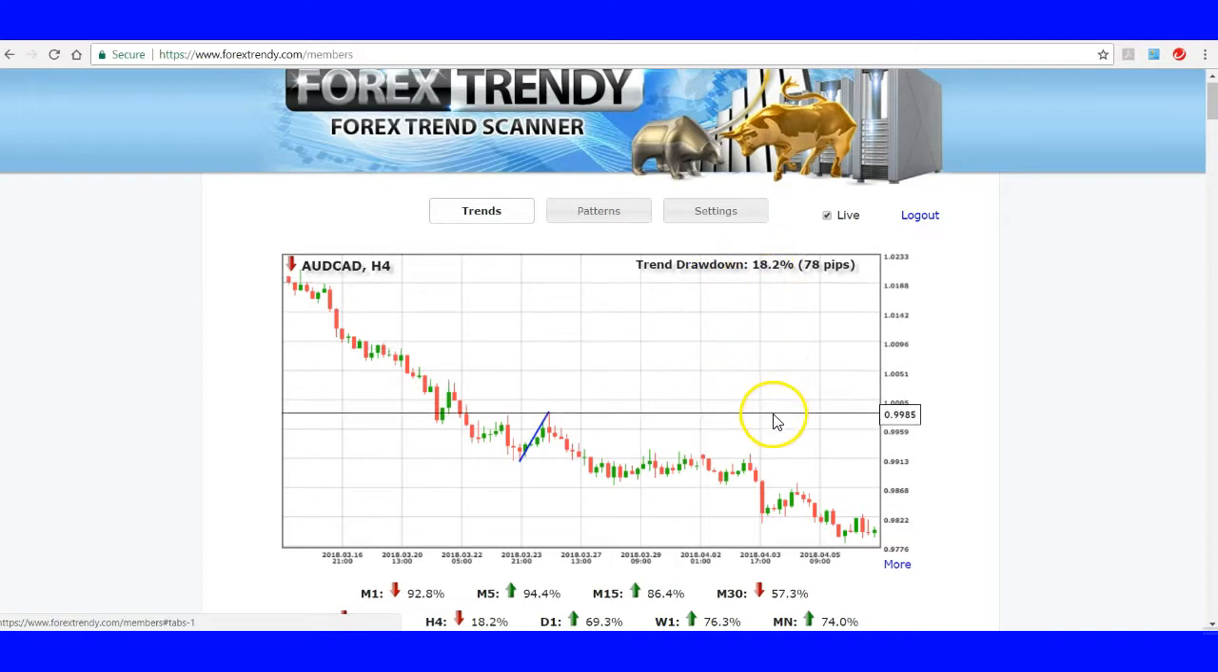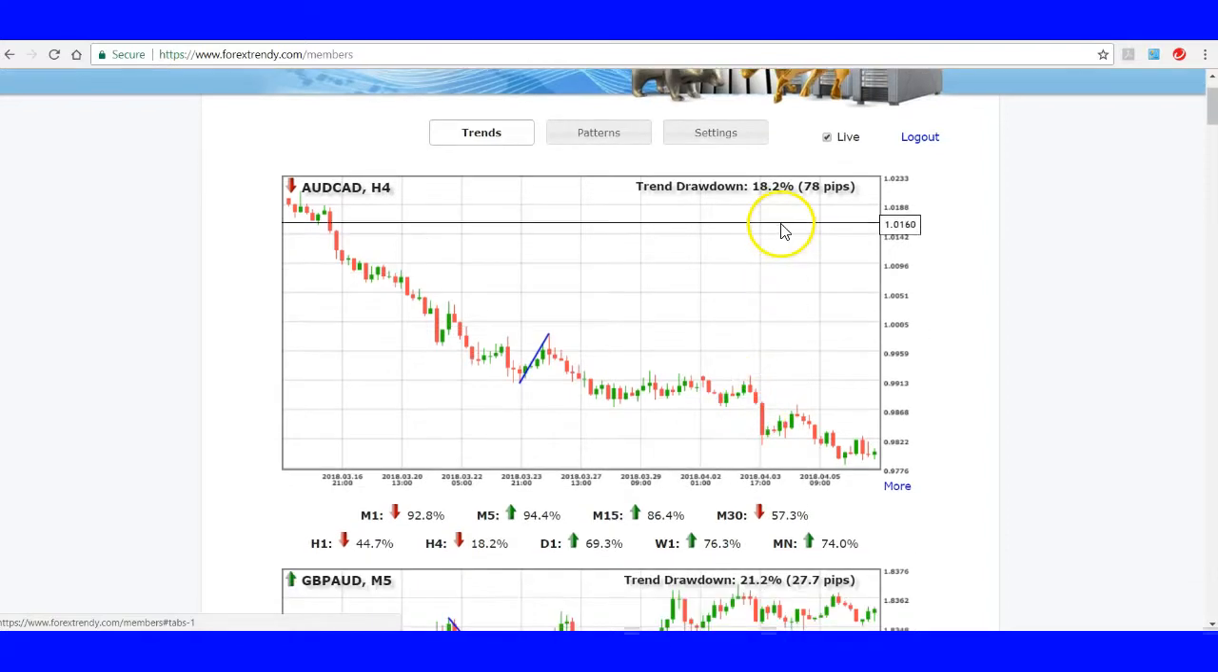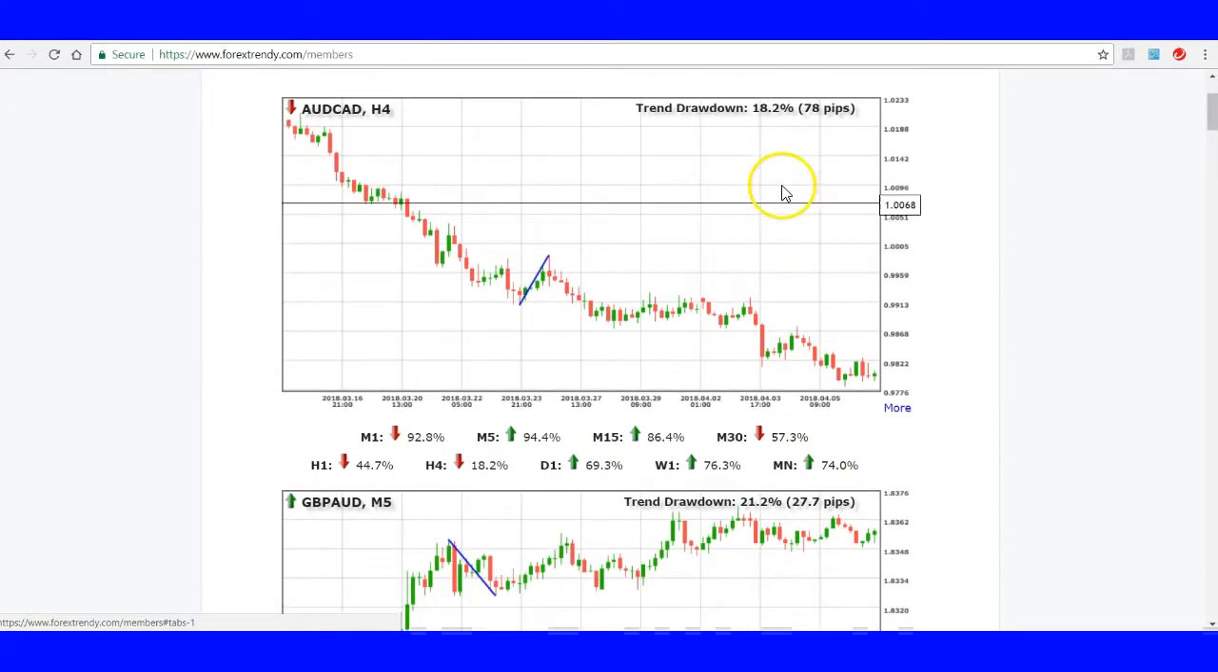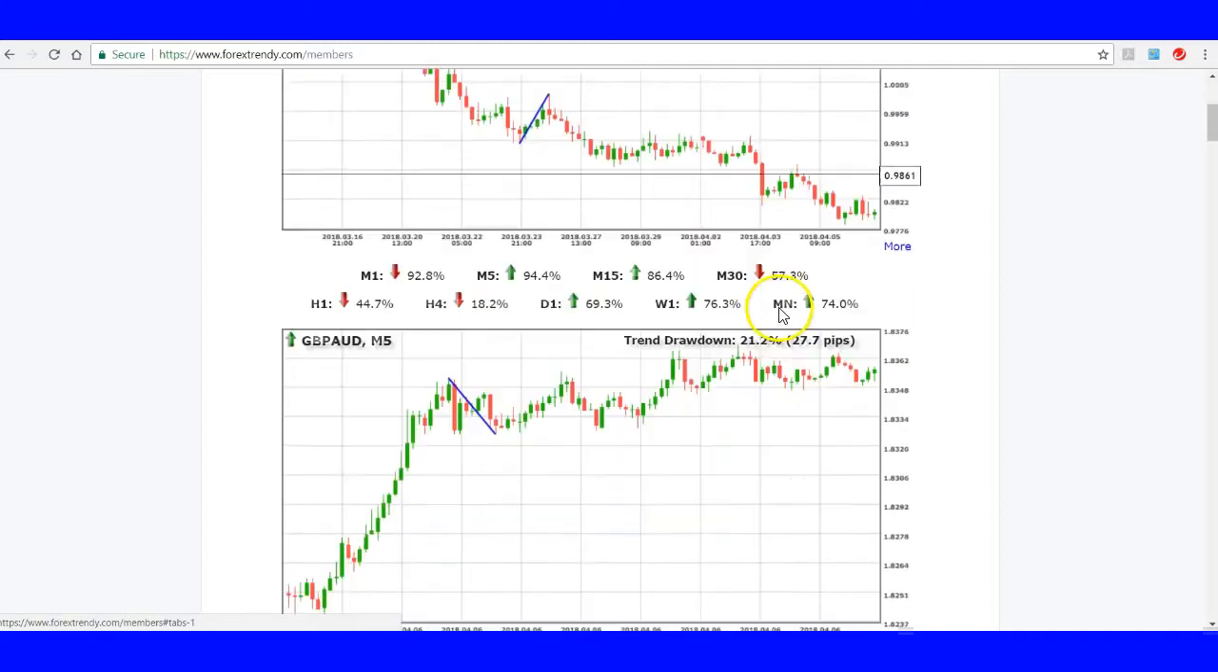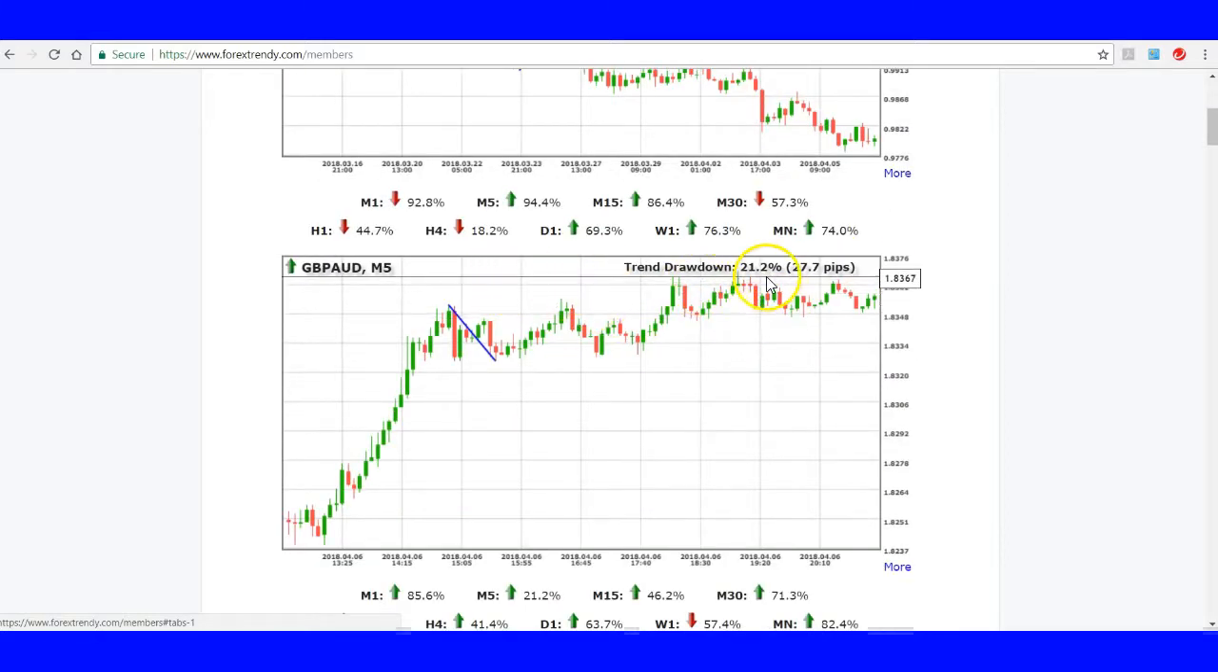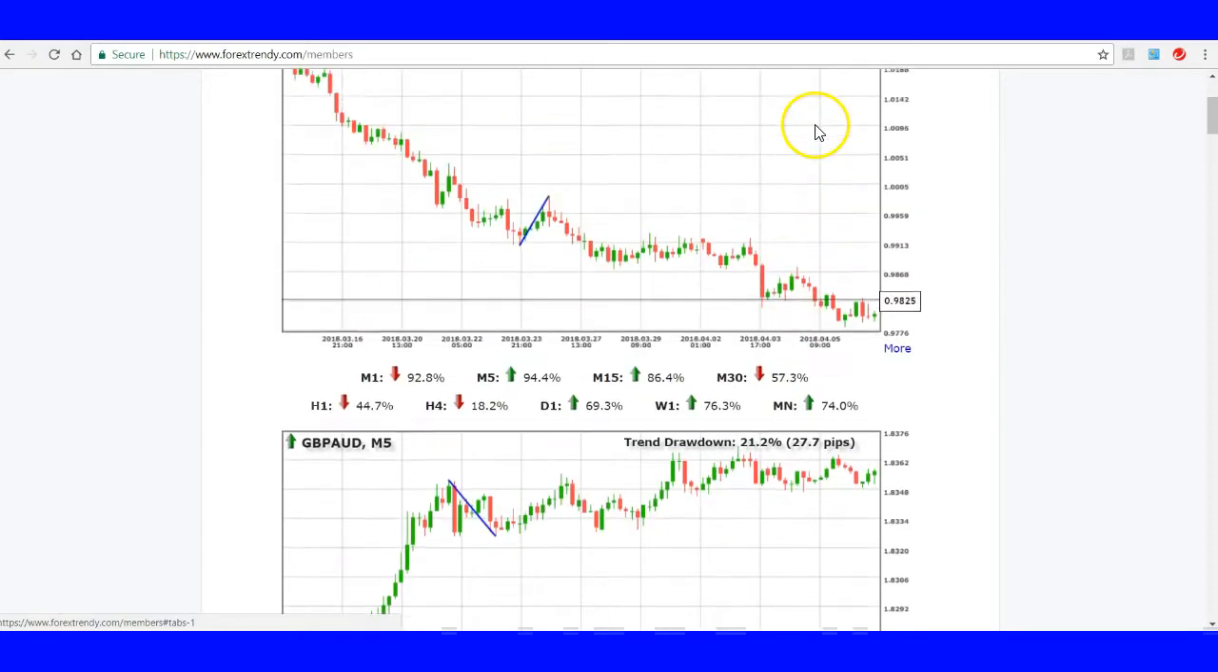Technically, a really strong trend, this one here, this Aussie Canadian 4-hour chart, they always put the strongest trends at the top in order, and we can see the trend drawdown right now on this market in the 4-hour is 18.2. Anything 20% or below, or around 20% or below, is definitely a sign of a strong trend. And we've got the Great British Pound Aussie only at 21% drawdown. So these are good things.